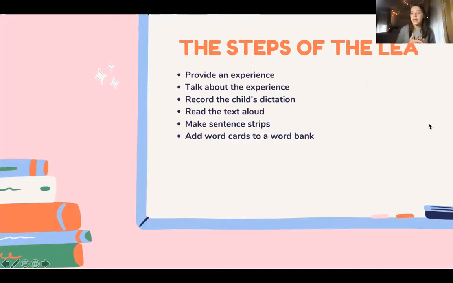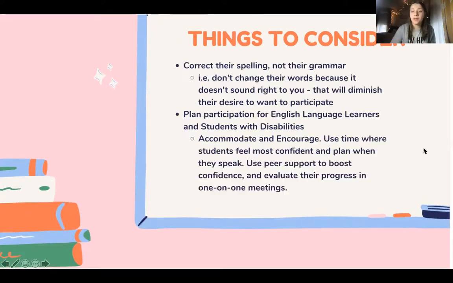The steps of the LEA are provide an experience, talk about that experience, record the child's dictation, read the text aloud, make sentence strips, and add word cards to a word bank. There are a lot of things to consider with the LEA.